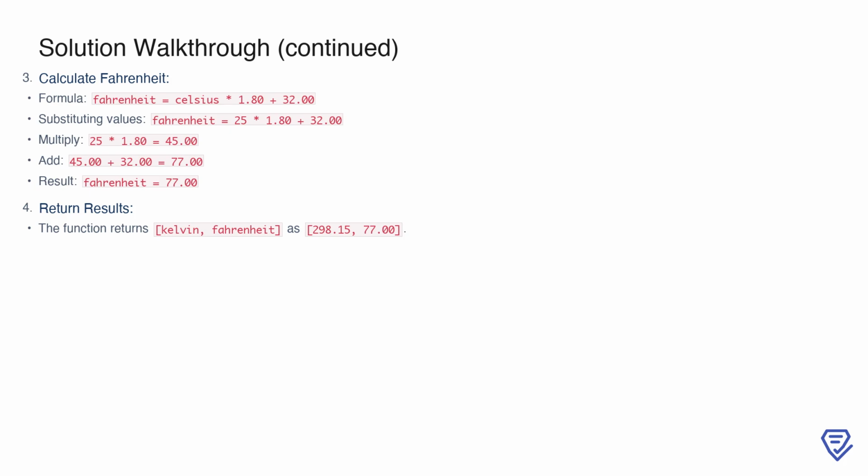Next, we calculate the equivalent temperature in Fahrenheit. The formula we use here is Fahrenheit equals Celsius * 1.80 + 32.00. Substituting the value of 25 degrees Celsius, we first multiply 25 by 1.80, which equals 45.00. Then, we add 32.00 to 45.00, resulting in 77.00 degrees Fahrenheit. Finally, the function returns both results as a list, 298.15 for Kelvin and 77.00 for Fahrenheit.